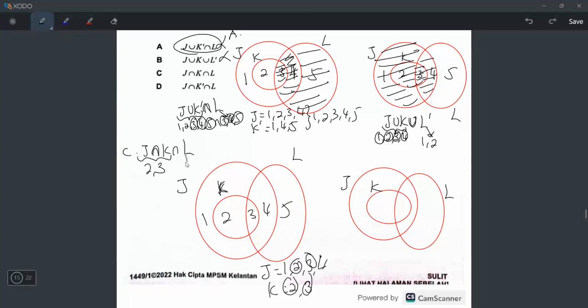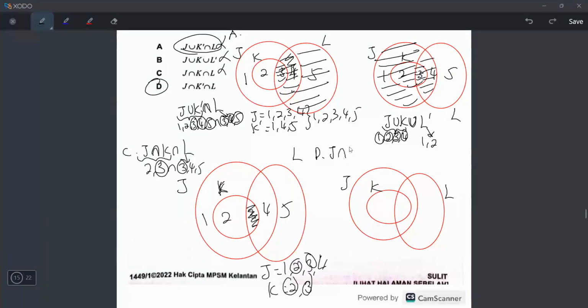So 2 and 3. And then L, what about L? L is 3, 4, 5. And then in the middle is intersect, so we have to find the one in common that repeats: 3 only. So this is the answer for C. So C is also wrong, so automatically it is D already. But let's do it anyway.